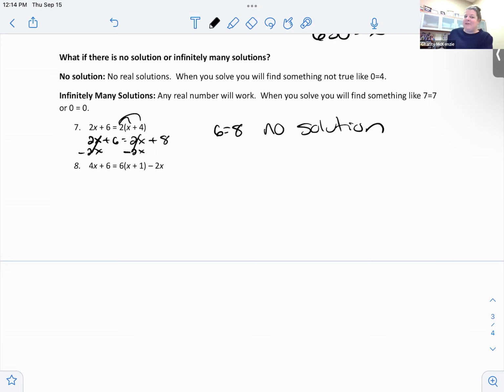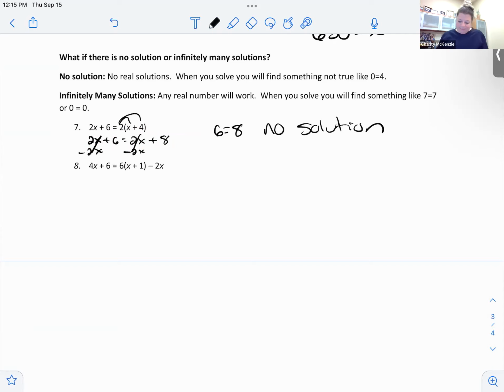So that's what I mean by you get something weird like 6 equals 8. Notice that our variables disappeared. If you think back to what this is asking from here, it's a little easier. Is I times by 2, same number, and then add 6 and add 8. You can't ever get an answer that works. You can't, because 2 times the same number is going to be the same thing, and then I can't add 6 and add 8 and ever get there. So it just doesn't work.